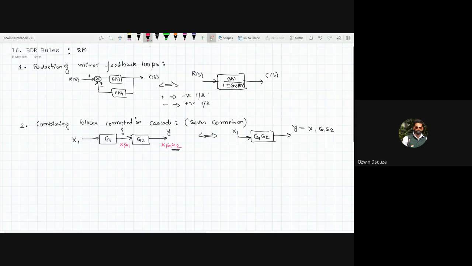You can clearly observe that in both cases, the output remains the same. So that's your rule number 2, reduction of blocks connected in cascade. In a similar way, if you have 3 blocks, let's say G1, G2, and G3 connected in cascaded manner, the overall transfer function is going to be G1 into G2 into G3.